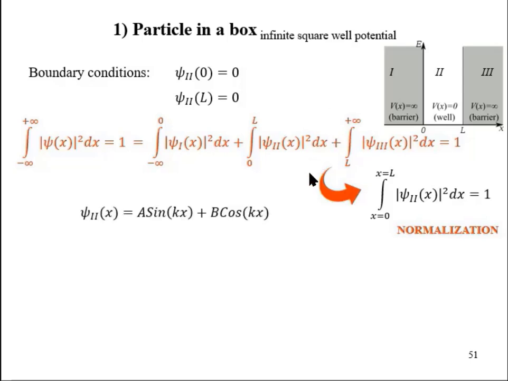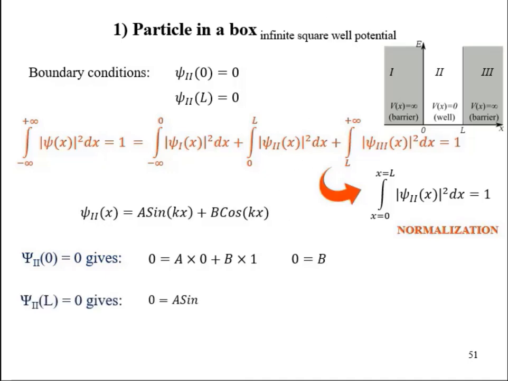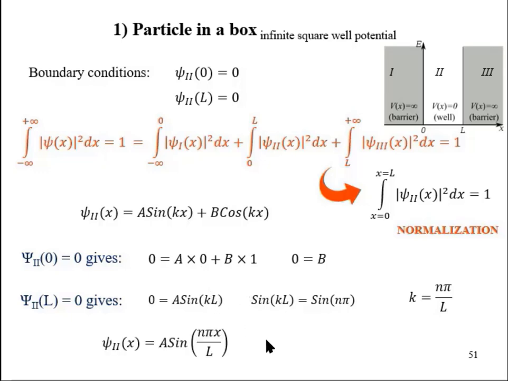The first condition at x equal to 0 gives this, which means b is equal to 0. The second condition at x equal to L gives this, or sin kL equal to sin n pi, which means k is equal to n pi by L, where according to this n can be 0, 1, 2 and so on. If we put this k value and b value in this equation, we find the wave function is equal to a sin n pi x by L.